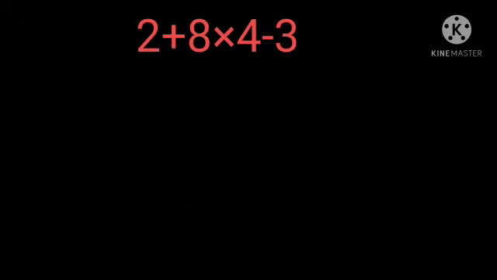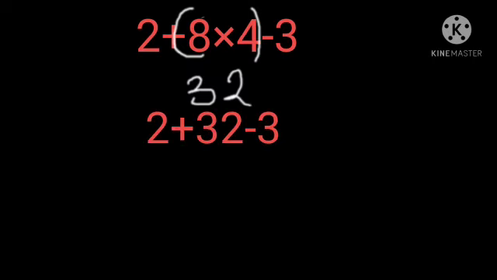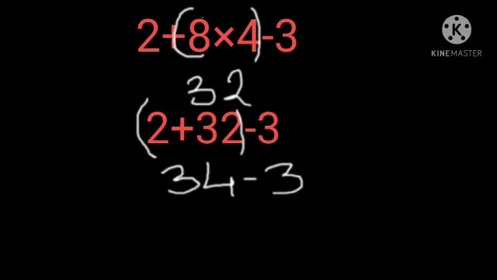Let's see another example. Here 2 plus 8 into 4 minus 3. In this, first we should multiply 8 into 4, that is 32. That becomes 2 plus 32 minus 3. Next, we should add 2 plus 32, that is 34, minus 3. That becomes 34 minus 3. The answer is 31. I think you understand these problems.